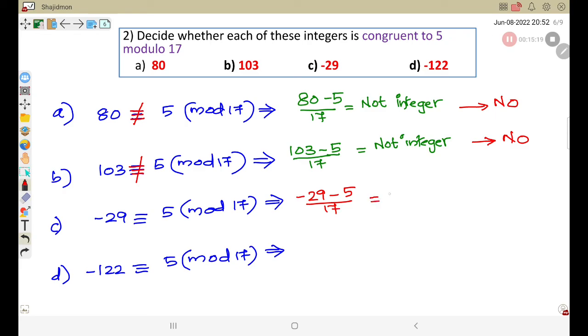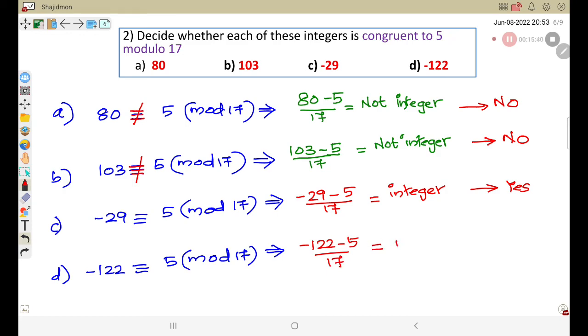Okay, now the question number C, minus 29 minus 5 divided by 17. It is an integer, correct? It is an integer number. So this is congruent. So this is the correct one. Yes, we can write yes. So the congruent symbol we can use there. Now lastly, minus 122 minus 5 divided by 17.